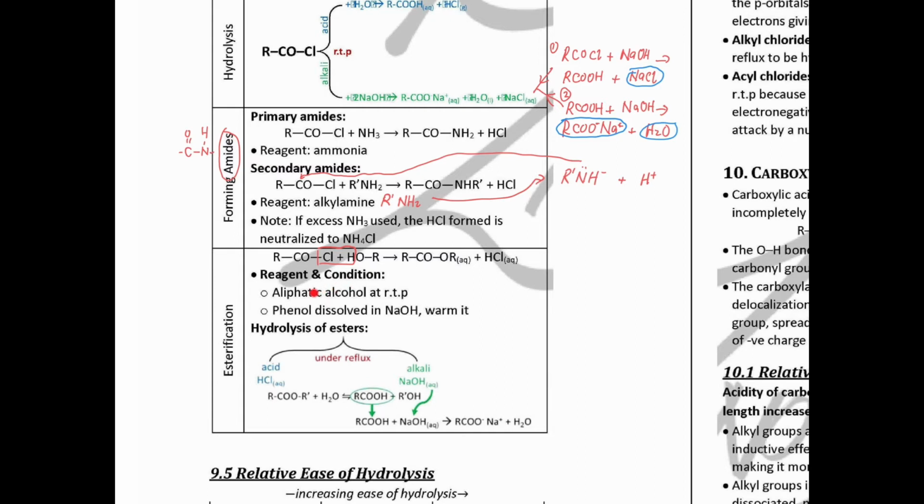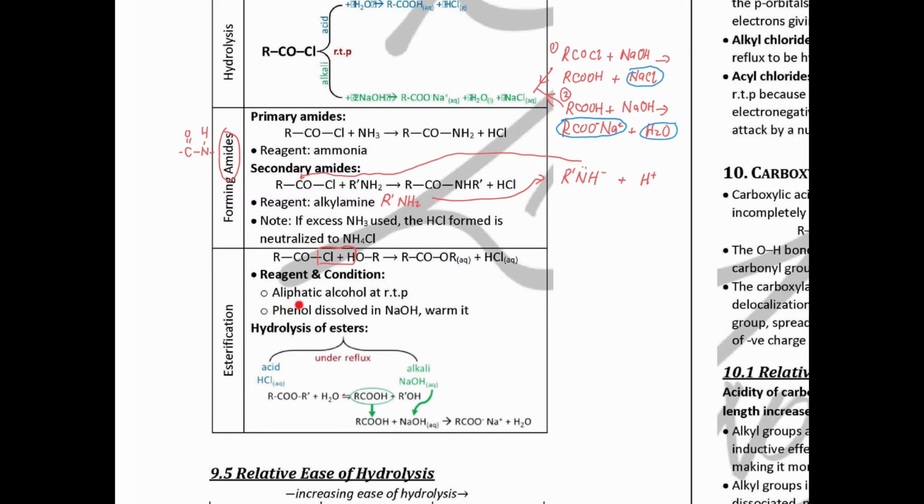Reagents and conditions: aliphatic alcohol at RTP. So you can use aliphatic alcohol, that means alcohol without benzene ring. So you can use that. If you use that, RTP will be enough, room temperature and pressure will be enough.